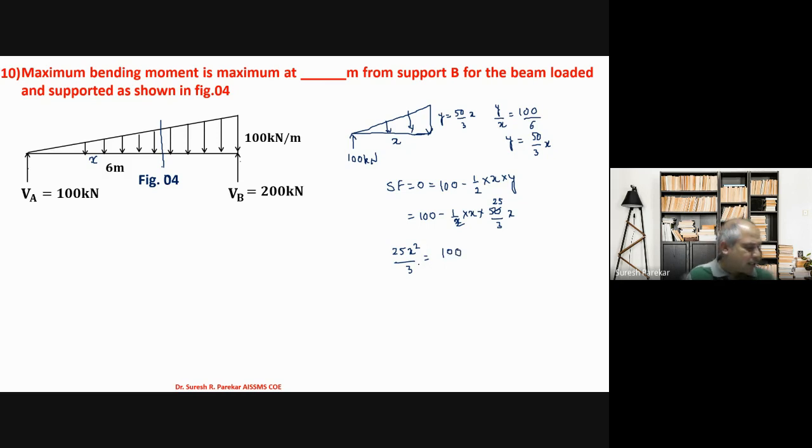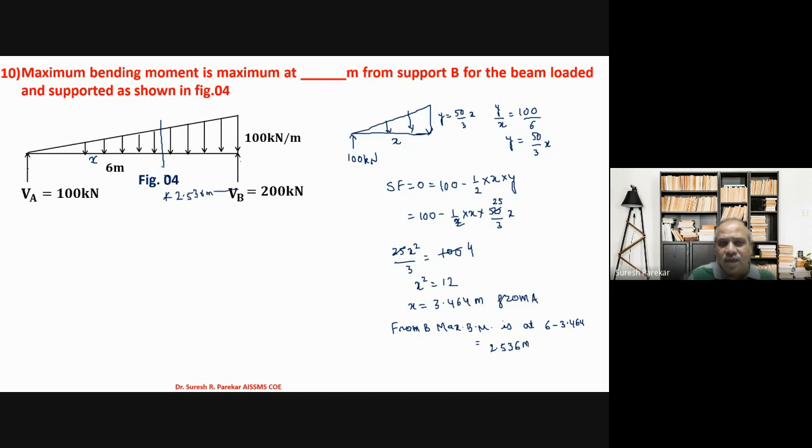And then we will get, this value, 25 fours, and then x square will be 12, and x we will get as 3.464 meters, which is from A. And then from B, maximum bending moment is at 6 minus 3.464, which is equal to 2.536 meters. So from here we will get 2.536 meters.